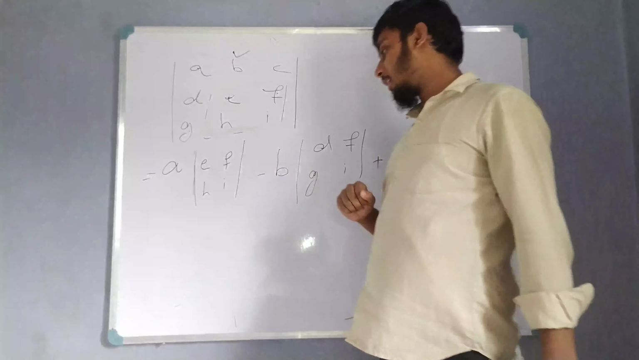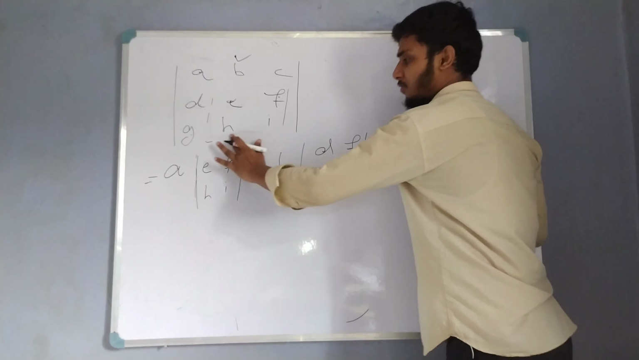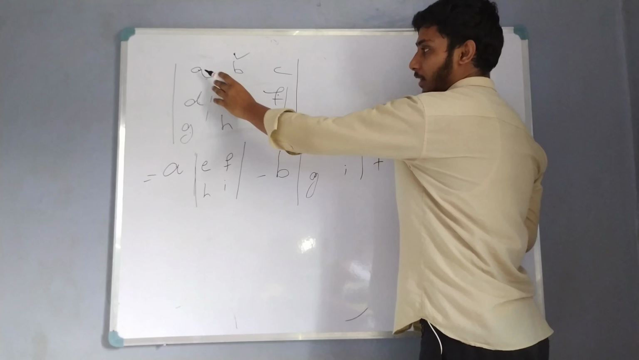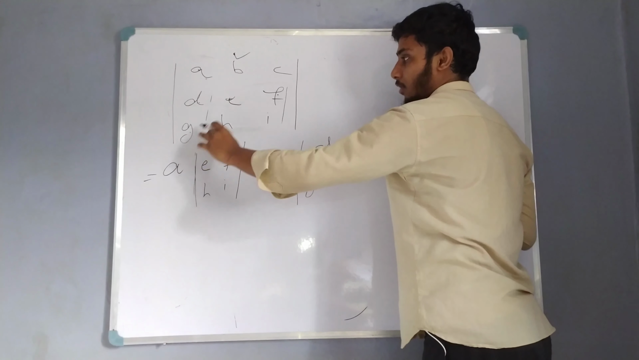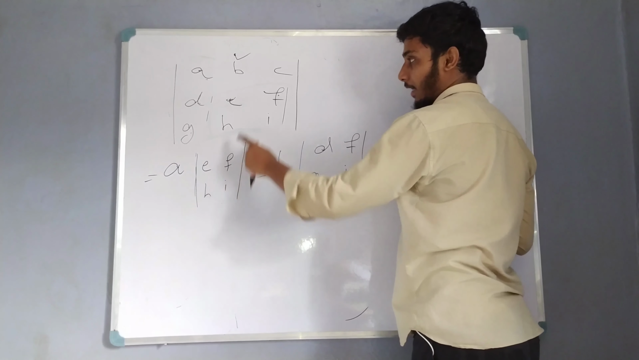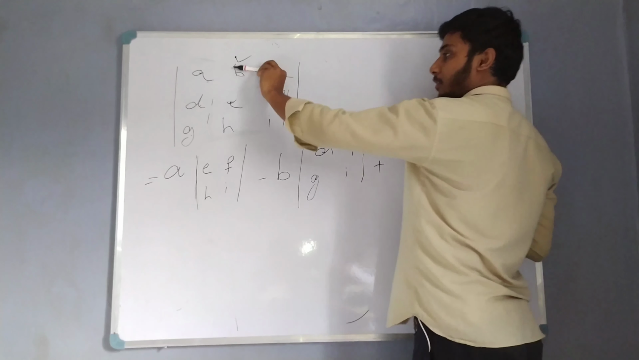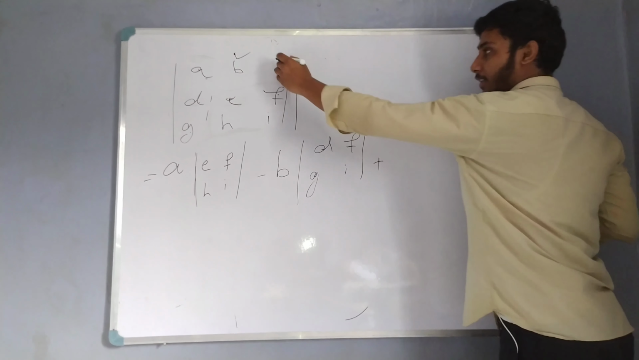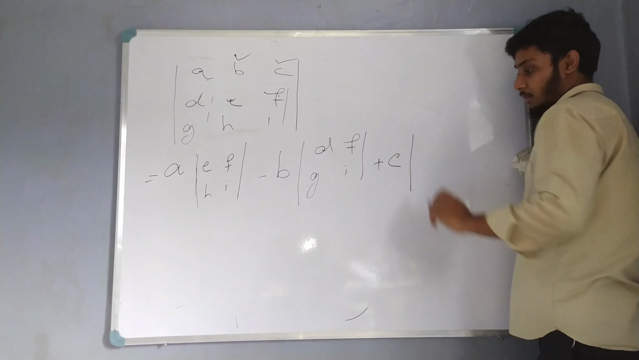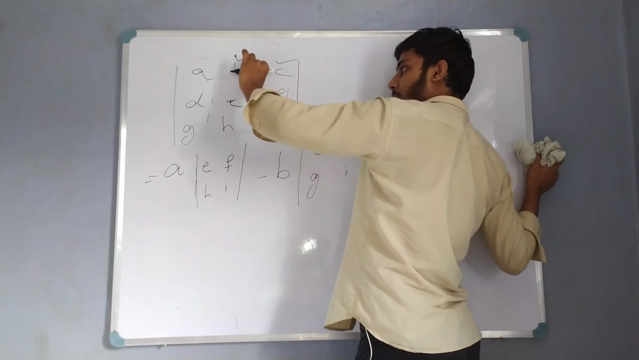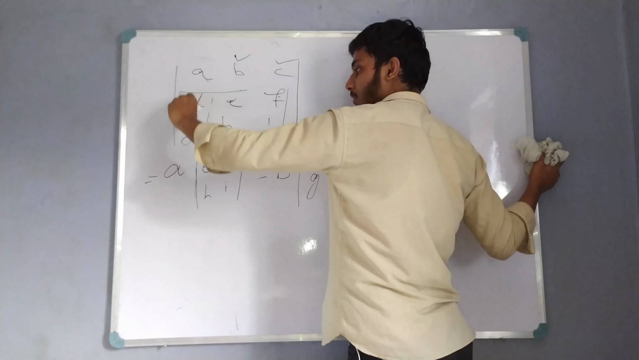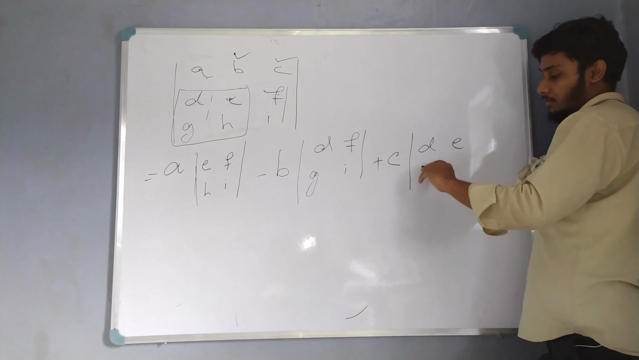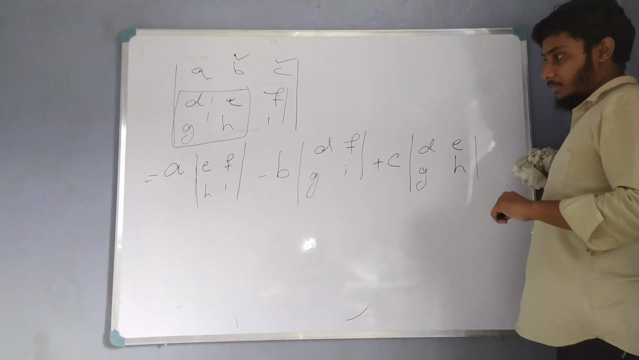Why minus has come, I will explain later, but just for understanding the expansion, you have to take A, and after eliminating the first row and first column, whatever you are getting you have to write here, and then you will take B, and after eliminating the first row and second column you will write D, F, G, I. Now you take C here. After eliminating this row and this column, what will you get? You will get this. So you have to write that here, D, E, G, H.